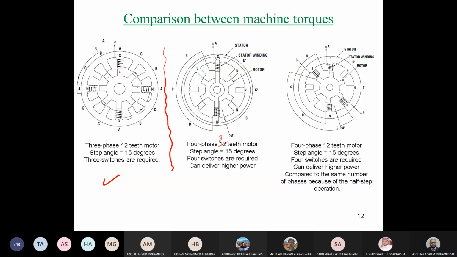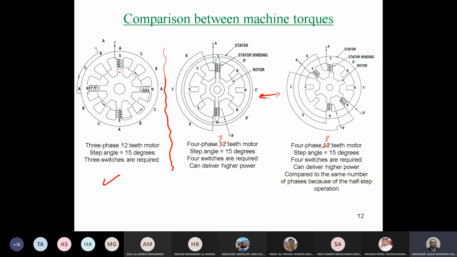Here these 2 are the same, right? These are similar designs, guys. So let's compare between these 2 only. We have here again 1, 2, 3, 4, 5, 6, 7, 8. So we have 8 teeth in the stator and 6 teeth in the rotor. So we can now compare these 2 designs together. Of course the step angle, guys, is the same because both of them are similar.